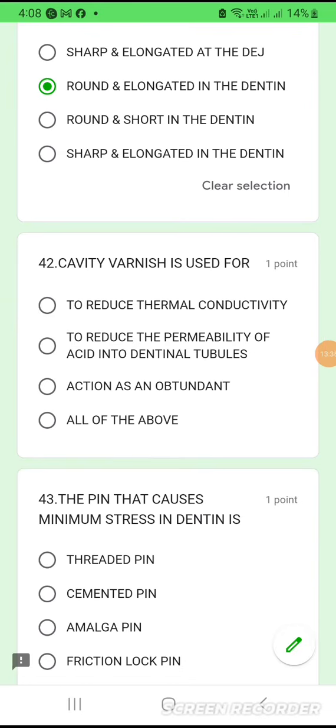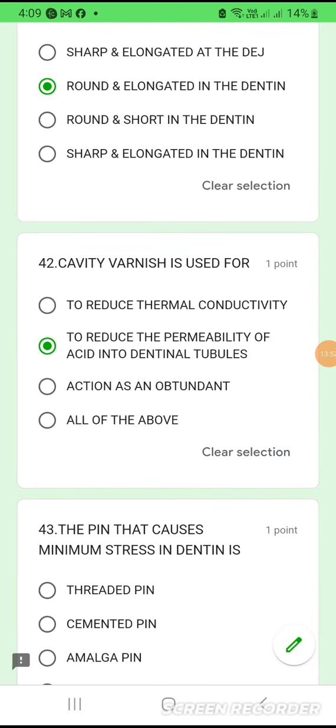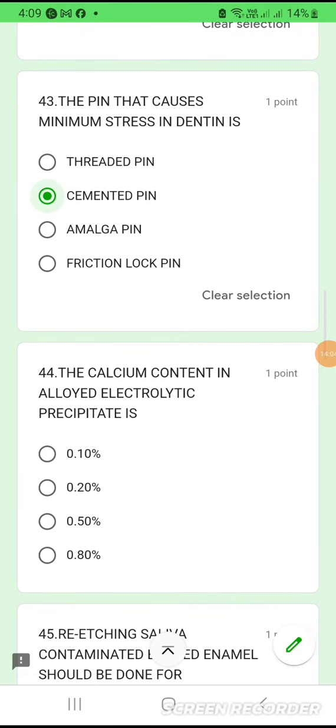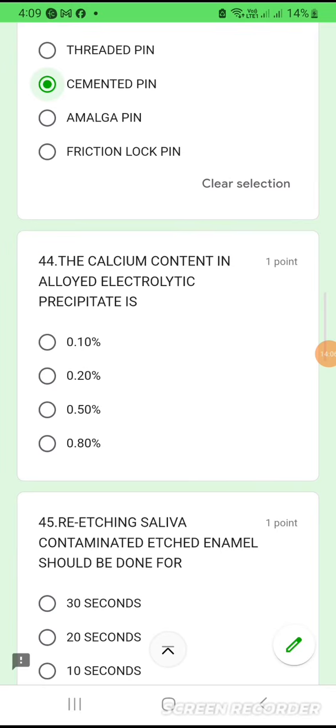Question number 42. Cavity varnish is used for what? To reduce the thermal conductivity, to reduce the permeability of acid into the dentinal tubules, action as an obtundent, or all of the above. All of the above is not an option because cavity varnish is mainly used to reduce the permeability of acid into the dentinal tubule. So option B is the correct answer. 43. The pin that causes minimum stress in dentine will be the one which is cemented. So option B is the correct answer. Cemented pin will cause minimum stress in the dentine.